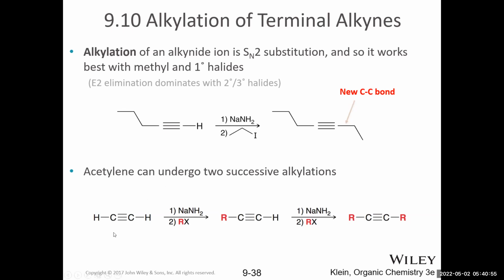If you start with acetylene, you can undergo 2 successive alkylations. You can treat it with sodium amide followed by the first alkyl halide to form the first carbon-carbon bond. And then we can do that process again to form a second carbon-carbon bond. Now, these 2 R groups could be the same or they could be different. You don't have to use the same one. You could first start with adding a methyl on one side and then an ethyl on the other side, for example. You just need to do those one at a time. And even if you're adding the same group, you still have to do it one at a time.